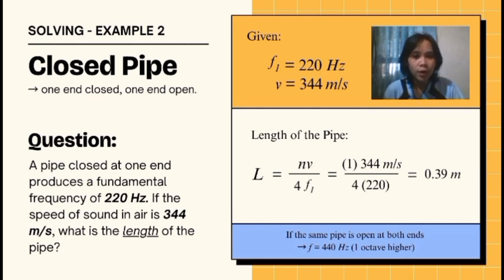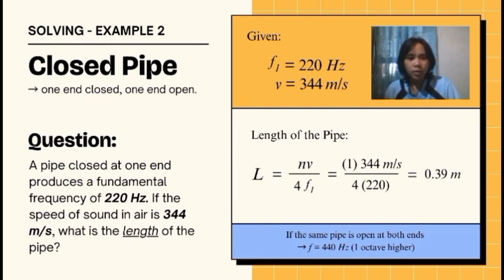So we have here our question. A pipe closed at one end produces a fundamental frequency of 220 Hz. If the speed of sound in air is 344 meters per second, what is the length of the pipe? So now we are trying to solve for the length of the pipe.